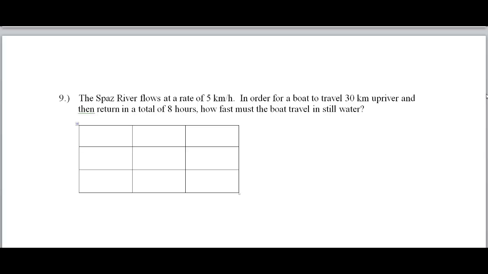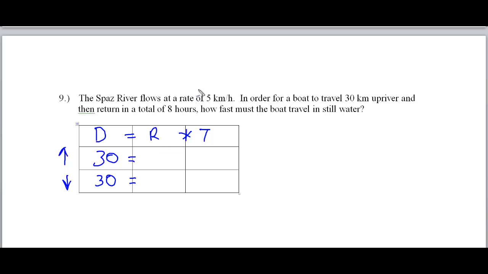Alright, so the river flows at a rate of 5 kilometers an hour. In order for the boat to travel 30 kilometers upriver and then return in a total of 8 hours, how fast must the boat move in still water? Okay, so the distance equals rate times time. And we're going upriver and downriver. We're traveling 30 kilometers in both directions, and we can see that because in order for a boat to travel 30 kilometers upriver and then return, these are the same.